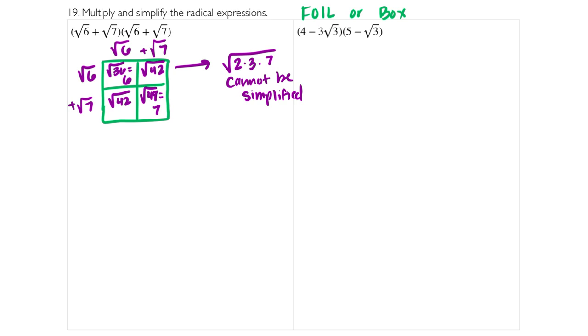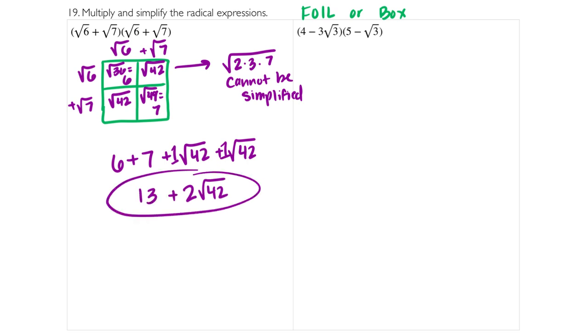Okay, so now we have two numbers that are just plain numbers, the 6 and the 7, that we can add together. And then we have two numbers that are radicals. And remember, when we add radicals, they have to be matching. So do these two radicals match? Yes, they do. So if I add a root 42 and another root 42, what would that equal? It's like we have one of these, and then we have another one of these. So now we have two of those things. And we can also add the 6 and the 7 together because they're just plain numbers.